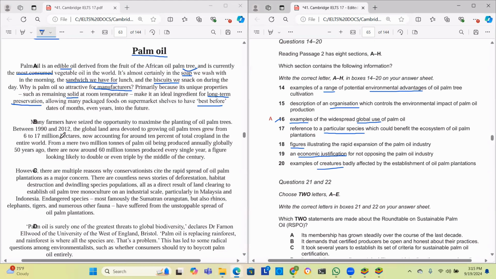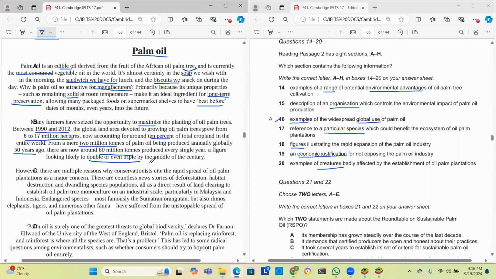Right. So many farmers have seized the opportunity to maximize planting of oil palm trees. Between 1990 and 2012, the global land area devoted to growing oil palm trees grew from 6 to 17 million hectares, now accounting for around 10% of total cropland in the entire world. From a mere 2 million tons of palm oil being produced annually globally 50 years ago, now around 60 million tons every single year. A figure likely to double or triple by the middle of the century.